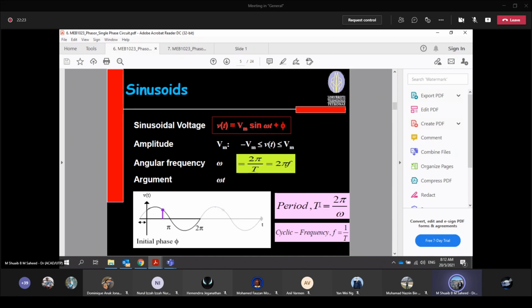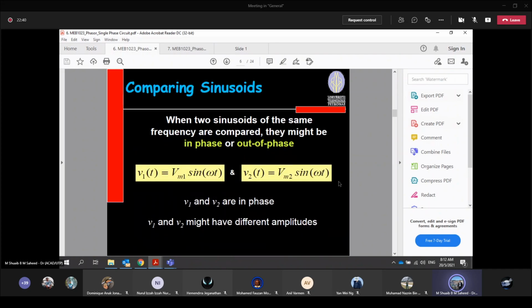Of course, you can express the period as T equals 2 pi over omega, and the cyclic frequency f equals 1 over T, a reciprocal relationship between the time and the frequency. Okay, comparing the sinusoids.